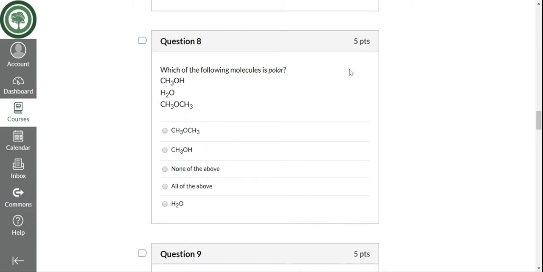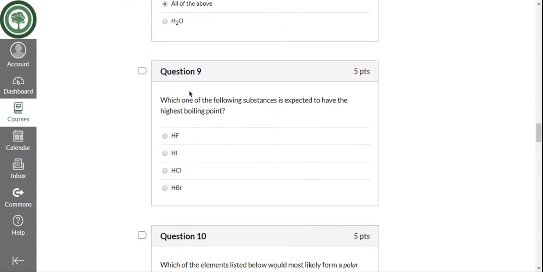So since each one of them has an oxygen making it bent, and each oxygen makes a polar bond with either carbon or hydrogen, then every single one of these is polar. Again, if you were to draw out the Lewis structures, none of these are highly symmetric, making them polar.